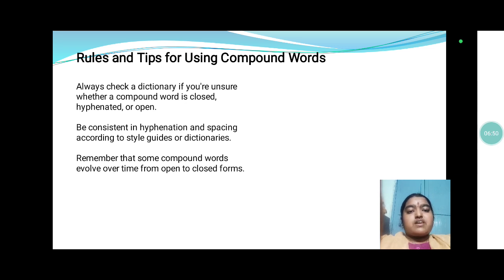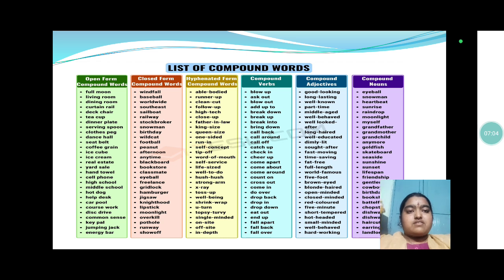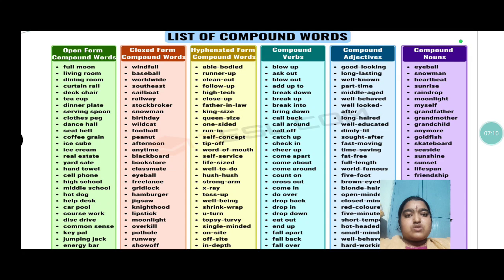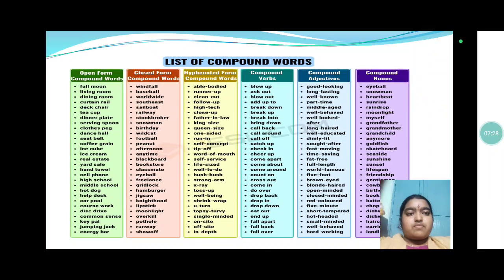Remember that some compound words evolve over time from open to closed forms. Some compound words may be confusing, meaning we cannot easily determine whether they are open or closed. So we recommend dictionaries for them. Next, these are the list of compound words where we can see open compound words, closed form compound words, and hyphenated compound words, according to parts of speech, which are verbs, adjectives, and nouns. Adjectives may involve hyphenation and nouns involve closed forms, like this. You can see on the screen there are a number of examples.